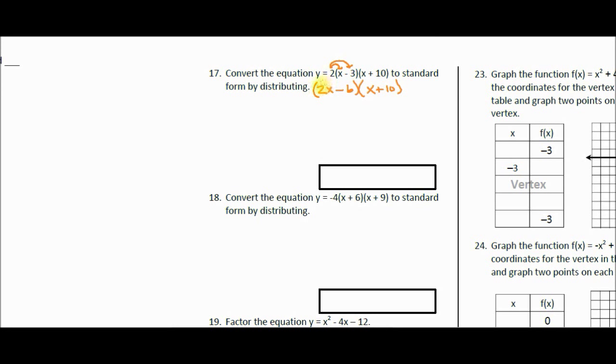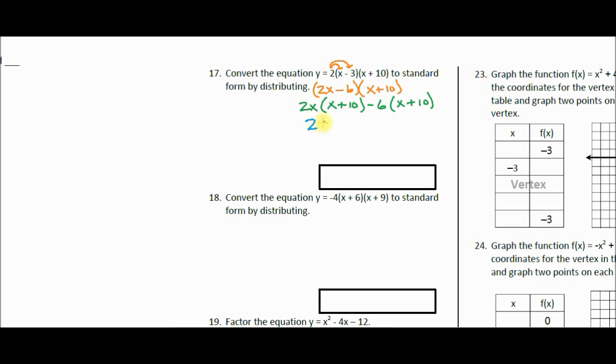Next step, we're going to take the 2x, and that's going to distribute to the second binomial. So we've got 2x is going to be distributed to the x plus 10. And then the negative 6 is going to also be distributed to the x plus 10. We've done this many times before. This is found in your polynomials flipbook.